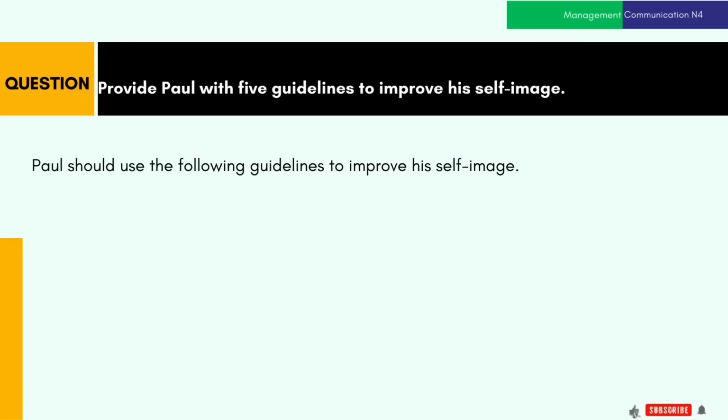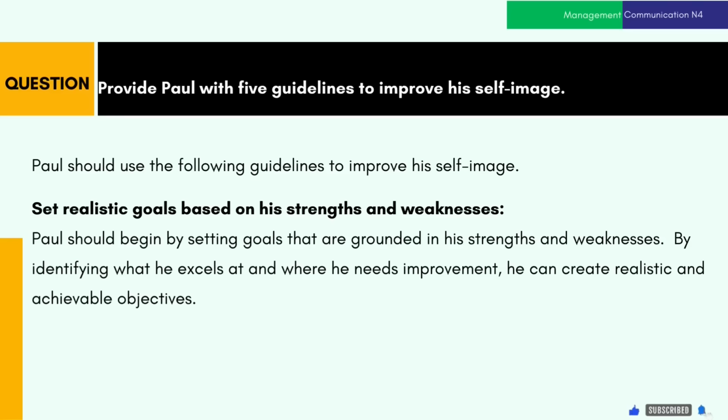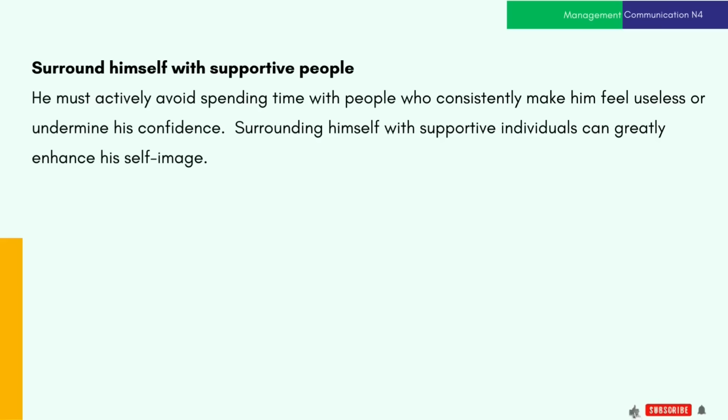1. Set realistic goals based on his strengths and weaknesses. Paul should begin by setting goals that are grounded in his strengths and weaknesses. By identifying what he excels at and where he needs improvement, he can create realistic and achievable objectives. 2. Surround himself with supportive people. He must actively avoid spending time with people who consistently make him feel useless or undermine his confidence. Surrounding himself with supportive individuals can greatly enhance his self-image.